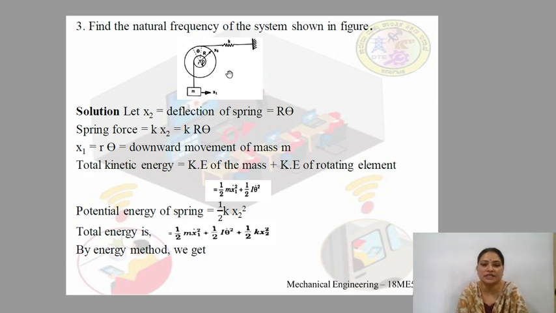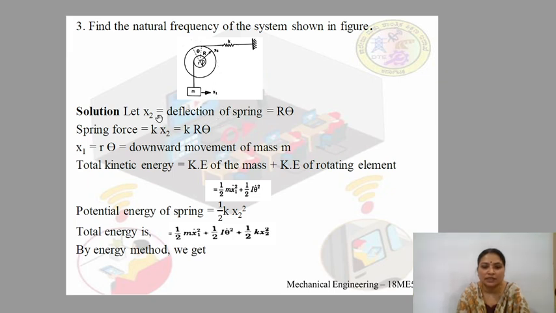Now we shall solve this problem again by the energy method. Here we have the deflection, that is the displacement of this mass, taken as x1, and the displacement of the pulley taken as x2. Why? Because both are not connected to the same pulley. That's why we take the displacement of the mass as x1 and the displacement of the pulley as x2.